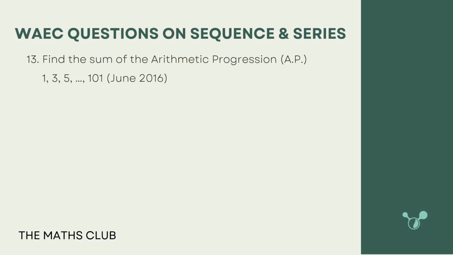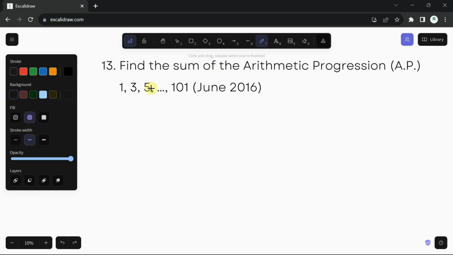Great. So the next question says that we should find the sum of the arithmetic progression 1, 3, 5, some numbers in between, and then the last number is 101. So what is our equation for this? We know the equation for the sum Sn is equal to n over 2 open brackets the first term plus the last term, right? We have the first term, we have the last term, but do we know the n? We don't know the n, but we know the d.